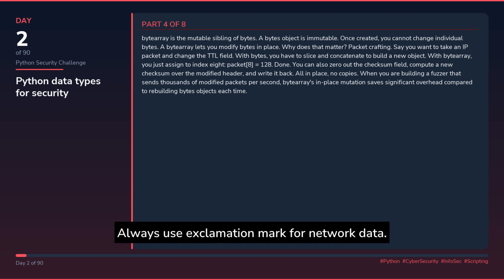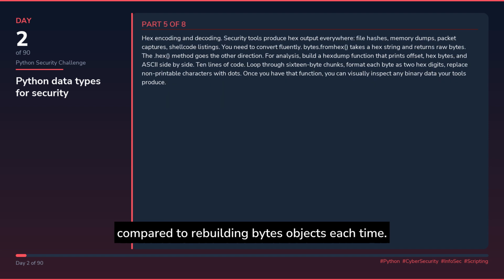Done. You can also zero out the checksum field, compute a new checksum over the modified header, and write it back. All in place, no copies. When you are building a fuzzer that sends thousands of modified packets per second, bytearray's in-place mutation saves significant overhead compared to rebuilding bytes objects each time.